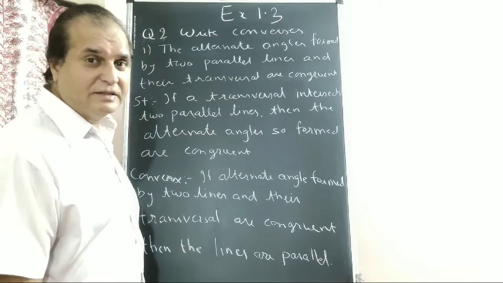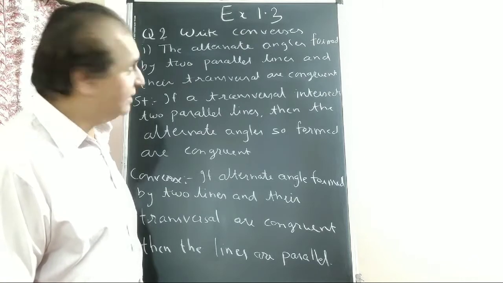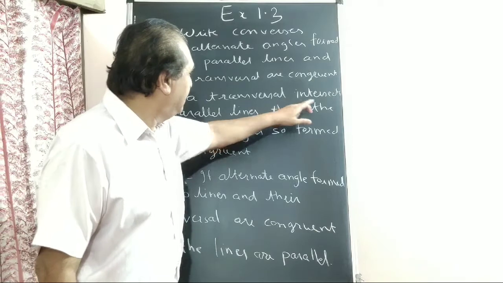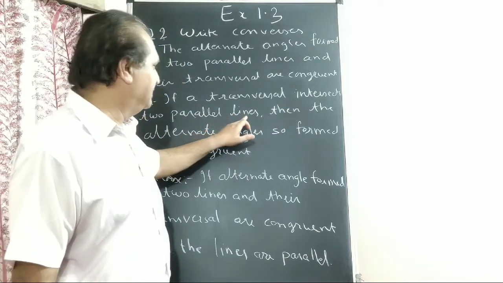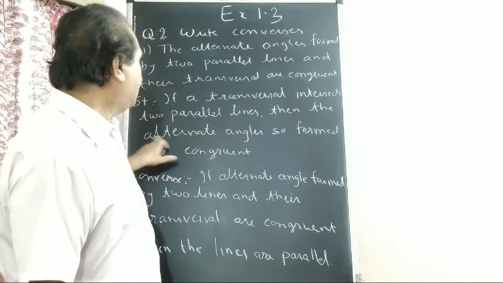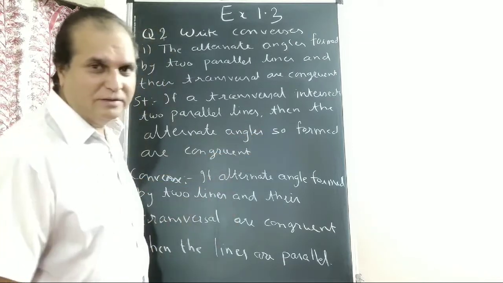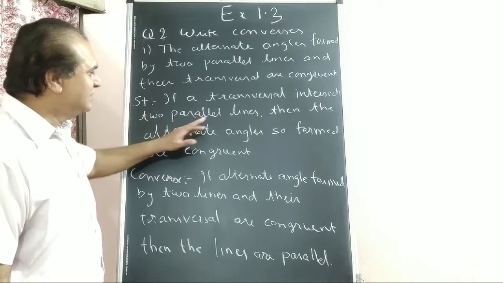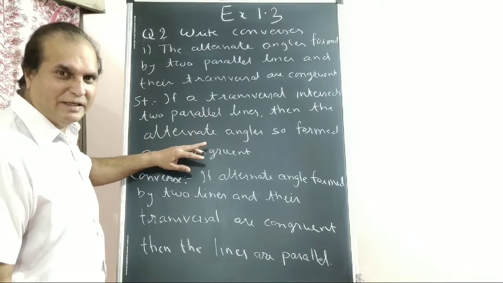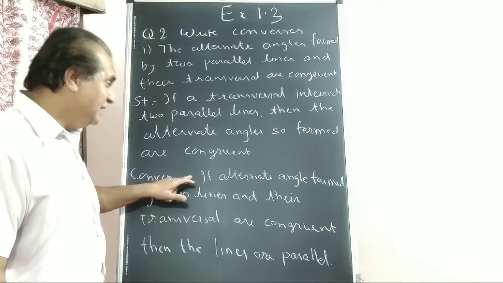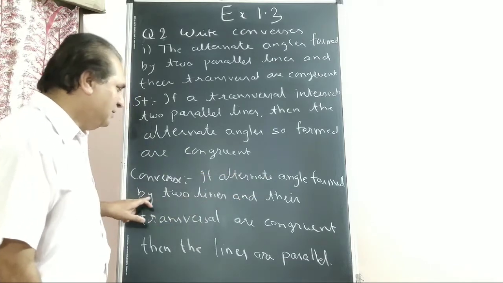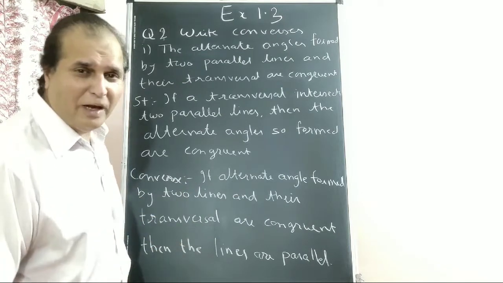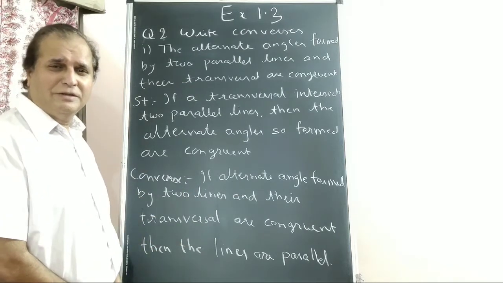First we will convert this into if then statement, conditional. If a transversal intersects two parallel lines, then the alternate angles so formed are congruent. Right? Okay. Now easy to make converse. Just this position interchange. Converse: if alternate angles formed by two lines and their transversal are congruent, then the lines are parallel. Understood?